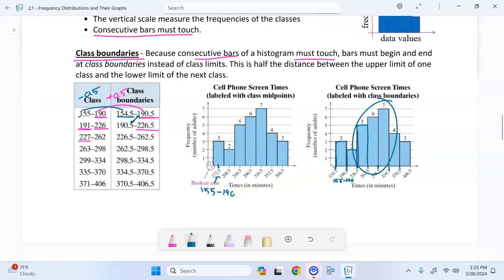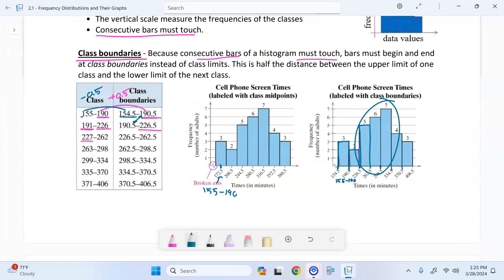Tomorrow we'll go over the other types of graphs. They're very, very similar and go off of the histogram. We just have to make small changes to our histogram to get our frequency polygon and a few other things as well.